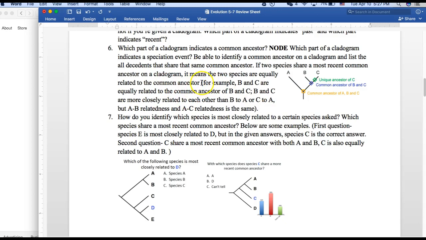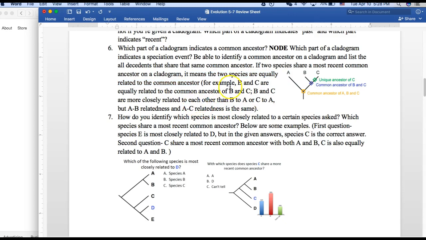The next one, I think I answered all these. Oh, okay. The relationship. So B and C, because they share a common ancestor right here, are equally as related to the common ancestor, because that's where they diverged from. It's like thinking you and your brother or sister, both of you are equally as related to your parents. You both came from your parents, right?